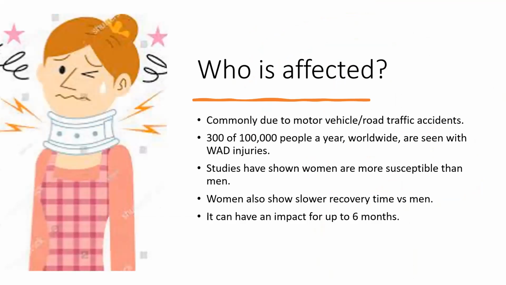So who do we see that is normally affected? Looking into some of the studies and research that is done around whiplash, again, it's commonly due to road traffic accidents or motor vehicle accidents, as it may be termed. Several people worldwide are affected by it per year, as you can see on the screen there. So 300 out of 1,000 people per year are seen or affected by these whiplash-associated disorders.